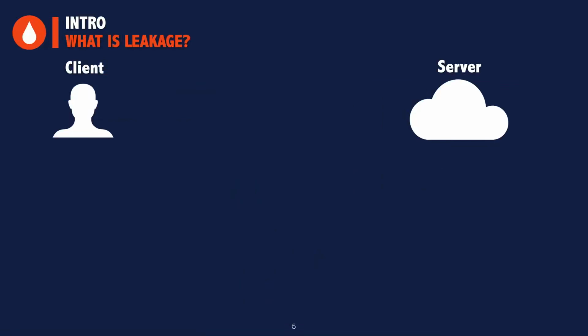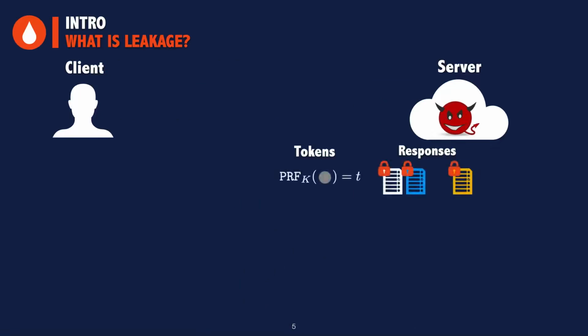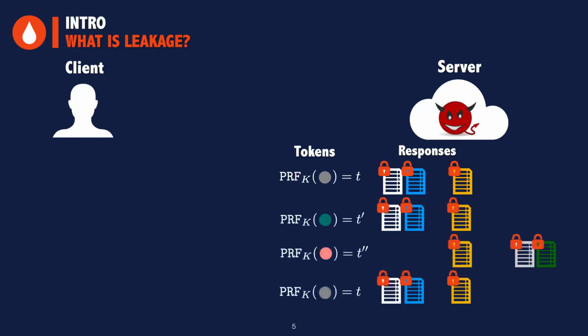So let's define the typical leakage in these cryptographic schemes. The adversary is an honest but curious server that observes the token, which is the output of a keyed random function that takes the query as an input. The adversary also observes a set of individually encrypted records that are retrieved during the encrypted query execution. Since we are dealing with a persistent adversary, the server will observe a series of interactions of this type.